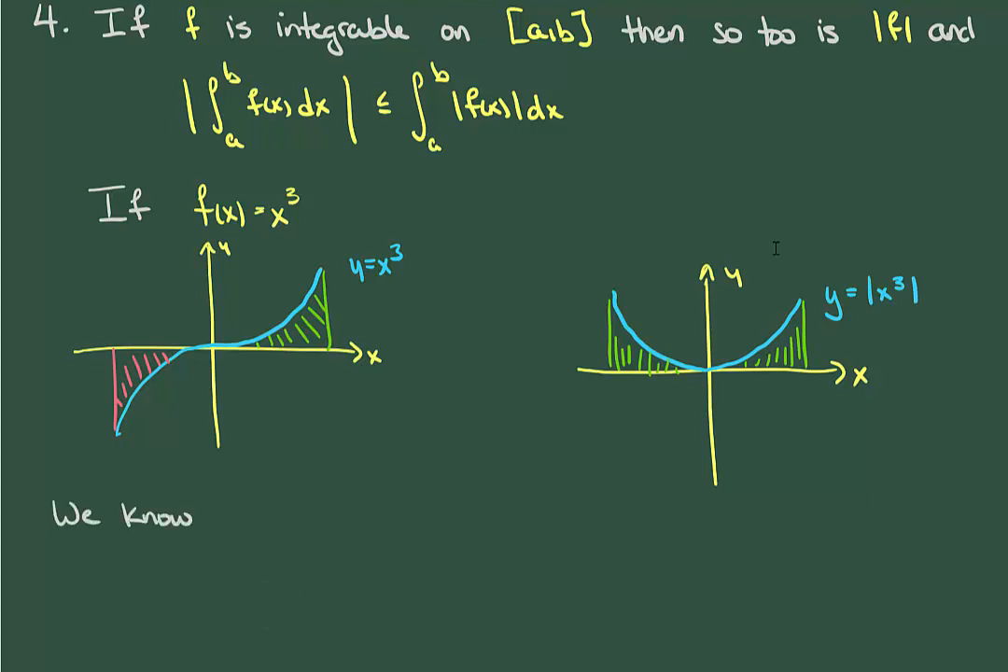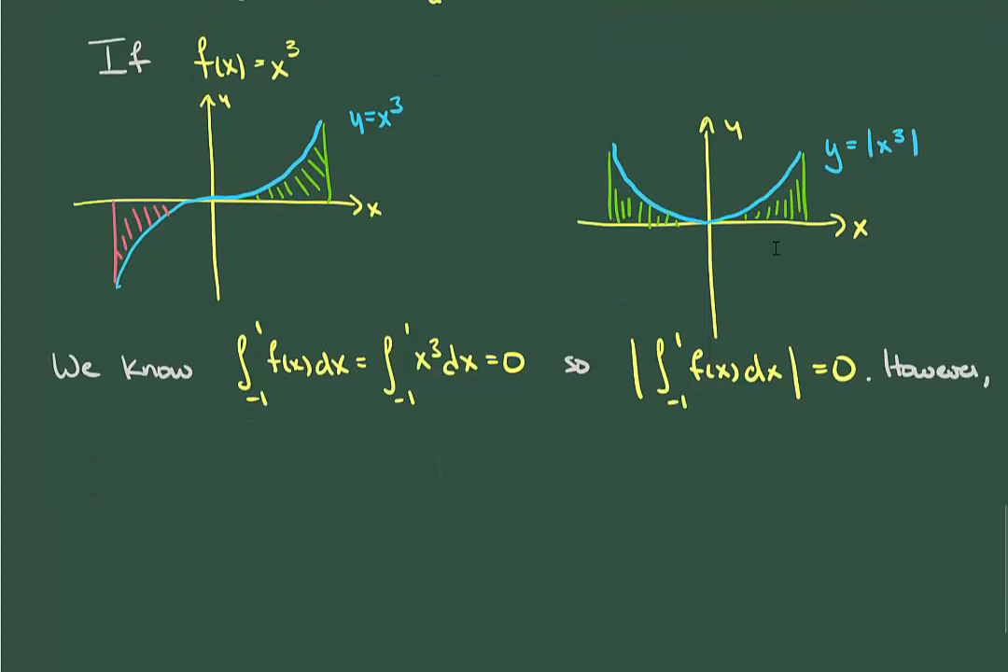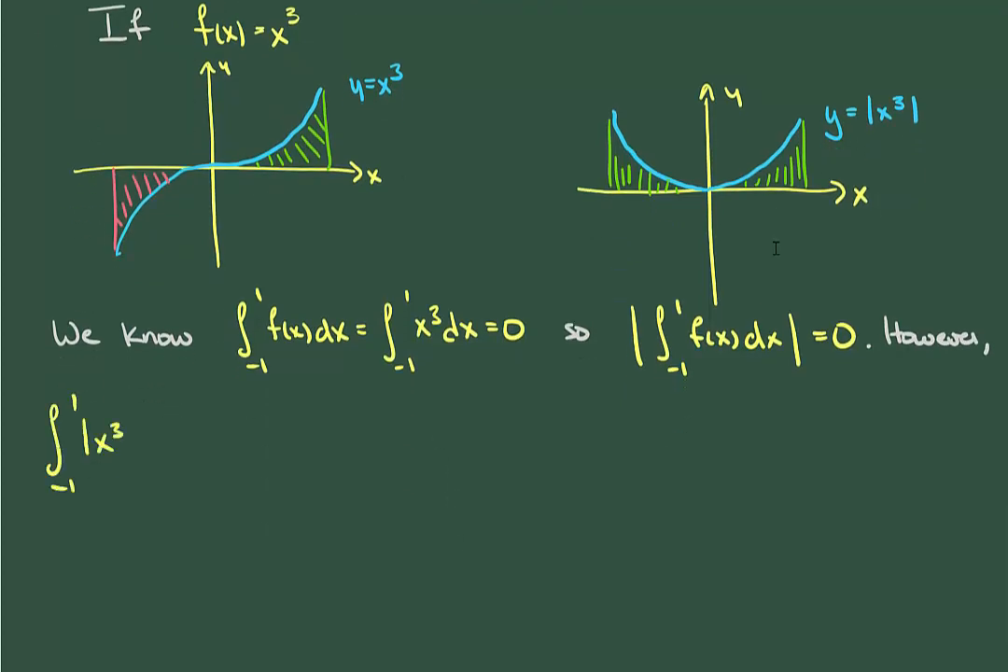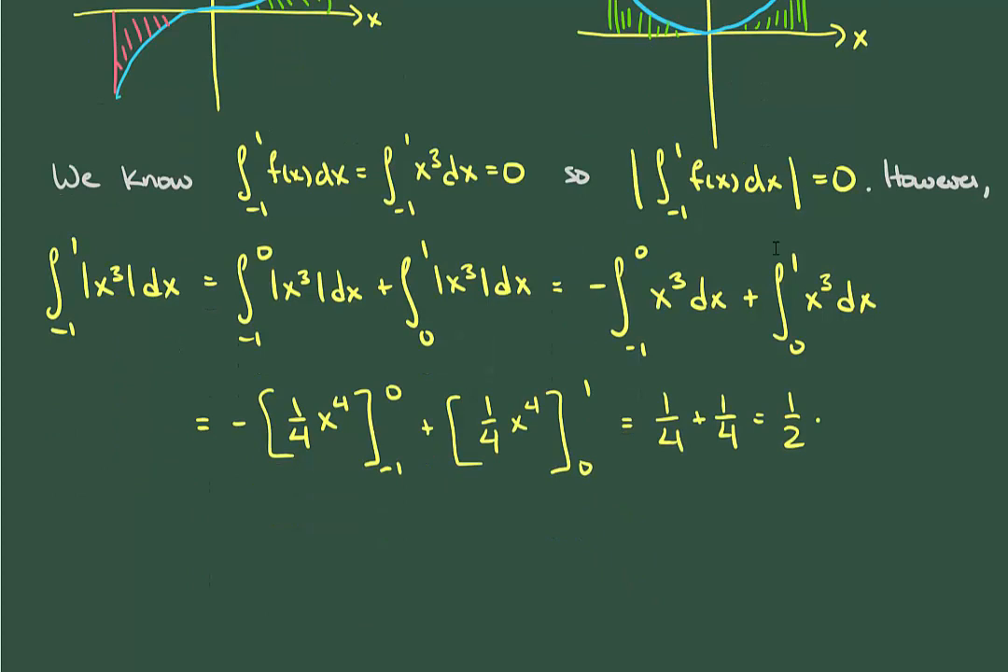Now the integral on the left is 0. We computed it previously in an example above. So the absolute value of this integral is also 0. To integrate the absolute value of x cubed, we're going to break it into the intervals negative 1 to 0 and 0 to 1. On negative 1 to 0, the function is negative x cubed, and on 0, 1, it's positive x cubed. After this, everything else is just algebra and finding antiderivatives, at which point we arrive at an answer of a half. If we put all of this together, we see that the inequality is strict since 0 is less than a half.